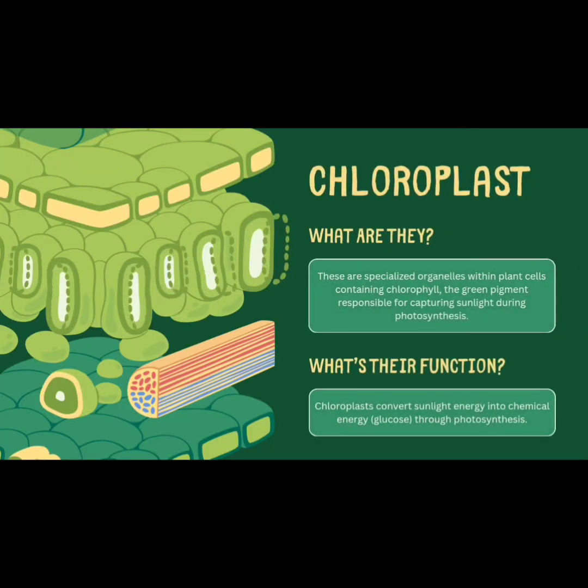Chloroplast. What are they? These are specialized organelles within plant cells containing chlorophyll, the green pigment responsible for capturing sunlight during photosynthesis. What's their function? Chloroplasts convert sunlight energy into chemical energy, glucose, through photosynthesis.